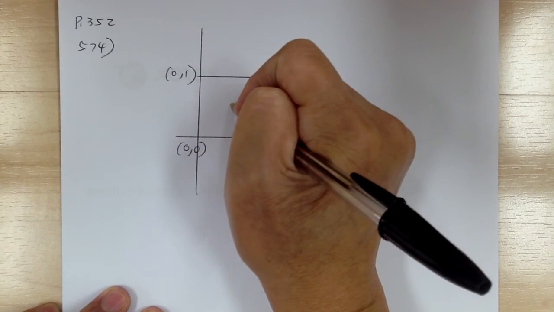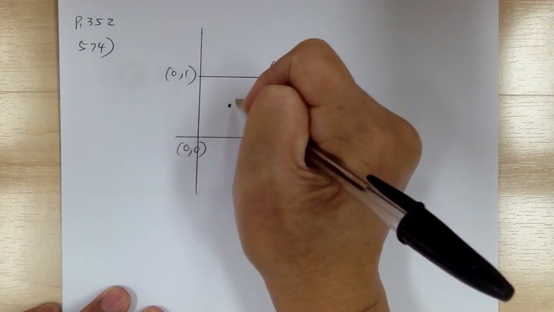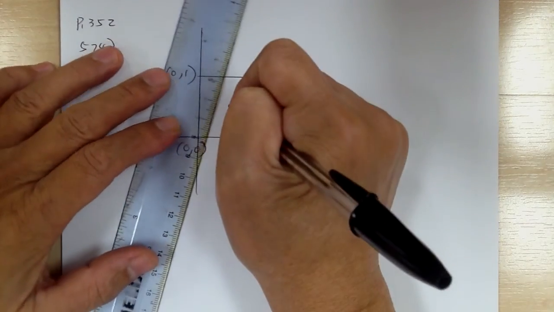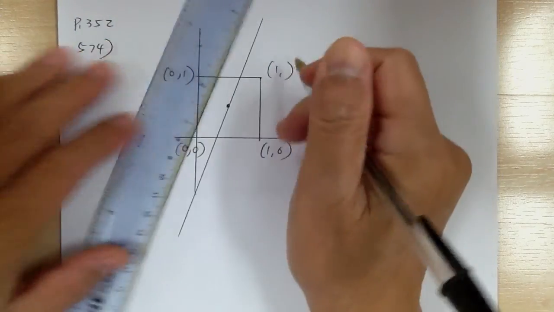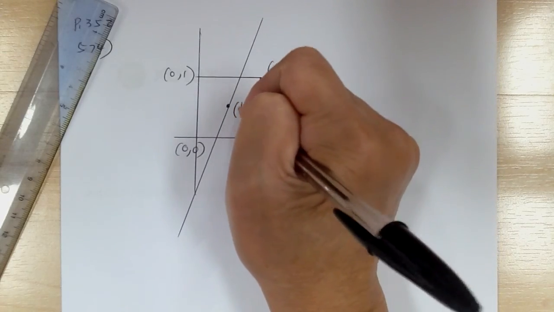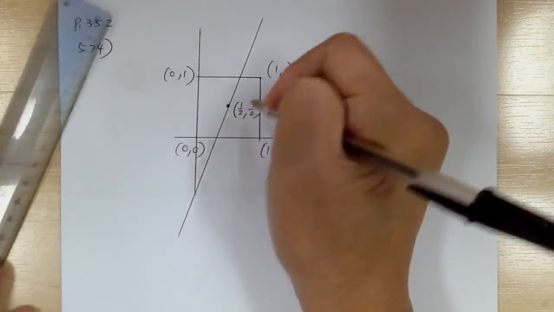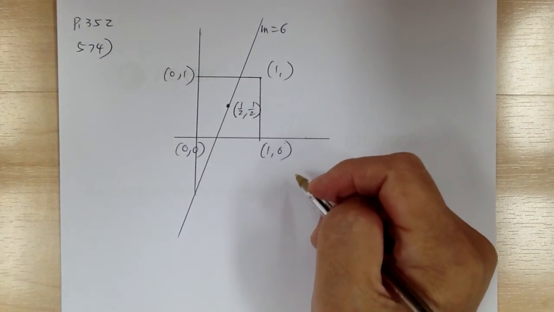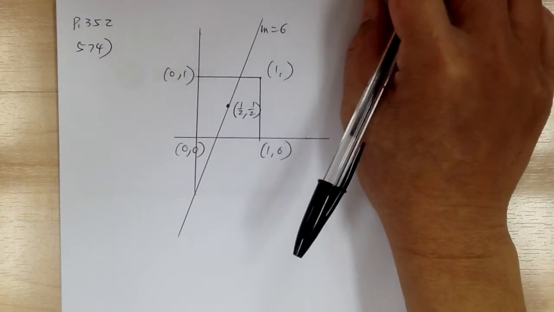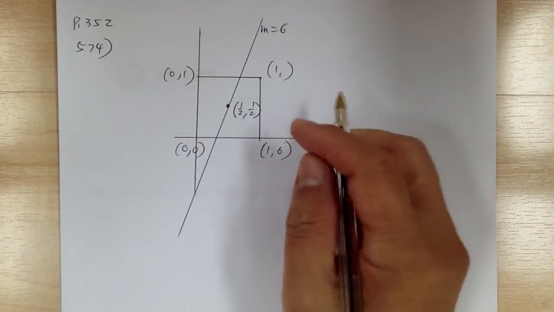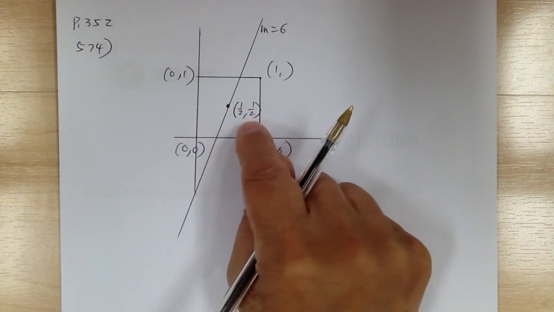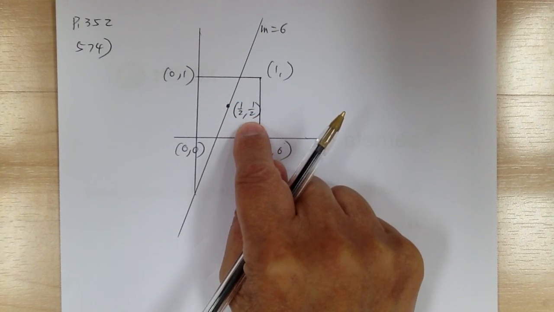Okay, so if it's going to bisect the area of the square, you have to go to the center, and the slope is equal to 6. So the coordinate of the center is 1/2, 1/2, and the slope is equal to 6. This is a very straightforward point slope type of problem. In order to bisect the area, you have to go through the center of the square, so you have to go through the point 1/2, 1/2.